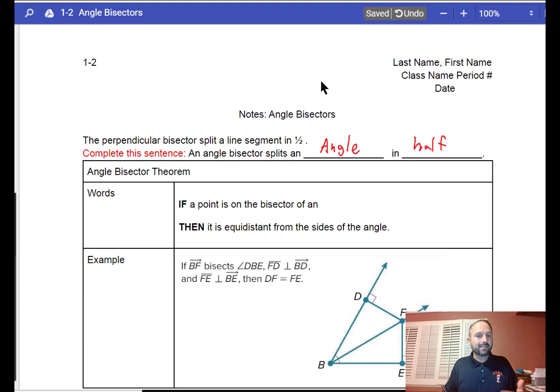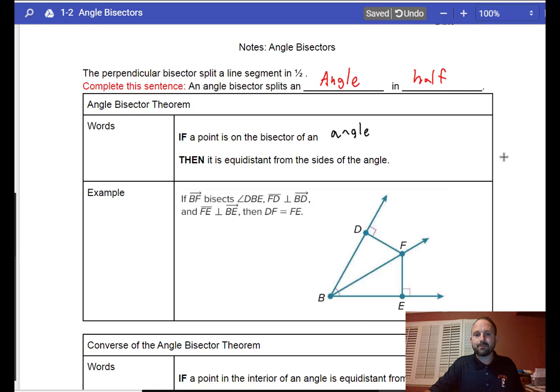So if a point is on the bisector of an angle, then it is equidistant from the sides of the angle. So what does that mean? So this F right here, it's on the angle bisector. That means BDF is the same measurement, like 30 degrees, as EBF. That would be 30 degrees, hypothetically.